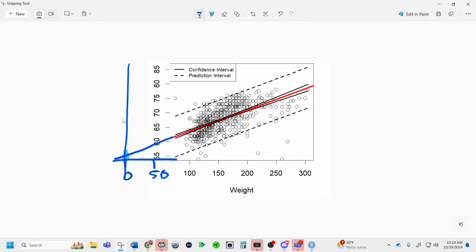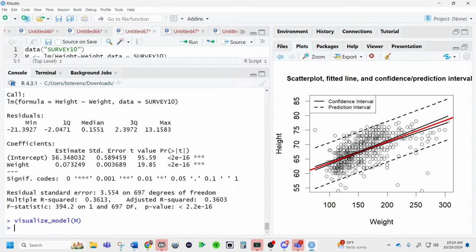When weight is equal to 0, we expect height to be, be careful, you have to plug in this value right here just as is. And so when weight is equal to 0, we expect height to equal 56. This does not make sense because if you weigh nothing, you can't have any height at all. And so Braden has done it perfectly. That'd be full points on the test.